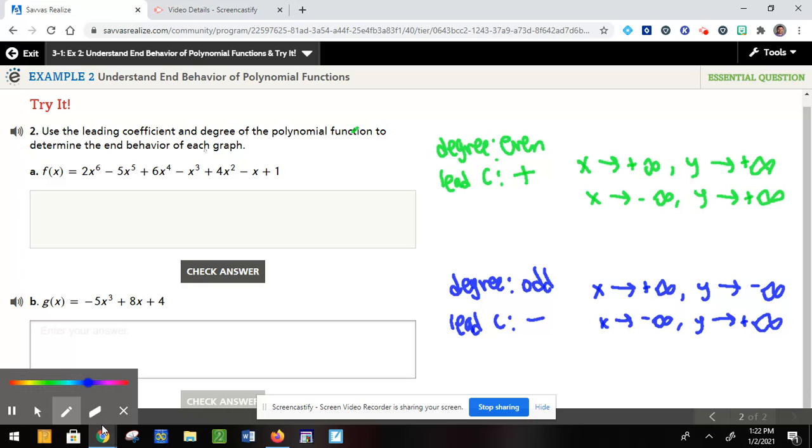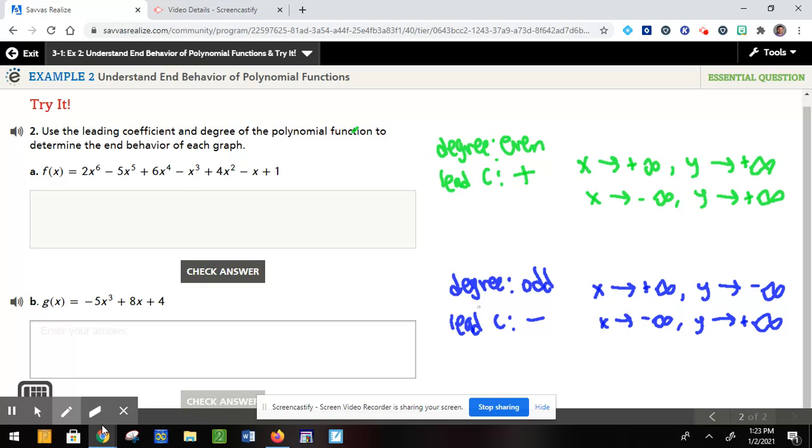Look at the first one here. The degree is 6, so it's even, and the leading coefficient is 2, so it's positive. That's a situation where both sides are going up. If you want to break it down mathematically, as x moves to the right, y will go up. As x moves to the left, y will go up. Both sides are going up.